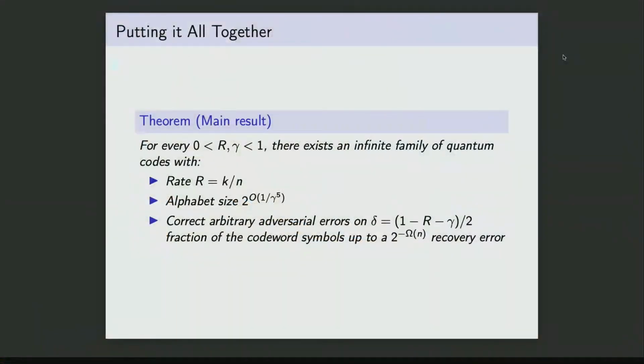So this is just a restatement of our main result. In a second, I'll show how we put everything together, and we get this family of efficient quantum error correcting codes with any rate R, constant alphabet size for a fixed small constant gamma, that correct up to roughly the singleton bound, the quantum singleton bound, with an exponentially small recovery error.